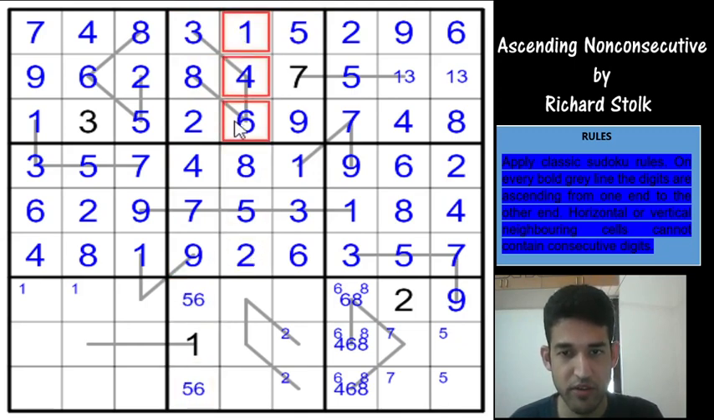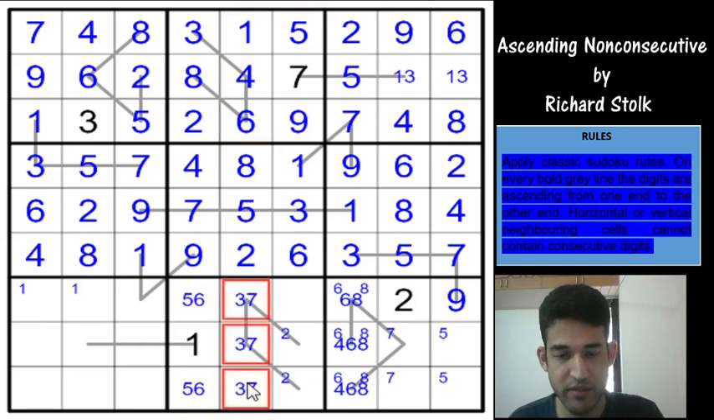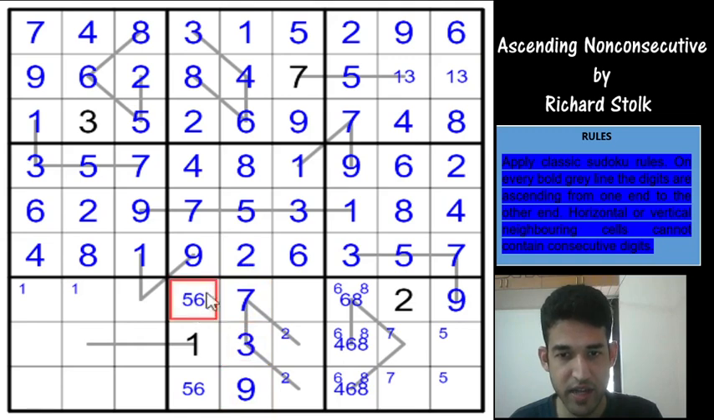2, 5, 8, 1, 4, 6. Remaining candidates are 3, 7, 9. And 9 cannot be in the middle of the line, so 9 has to go here. That becomes 3, 7. And because of the 2, you get the 7 here and the 3 here, and that forces a 5 here and a 6 here. And these cells must be 3, 7, 9, 1, 5, 6. So 2, 4 and 8.